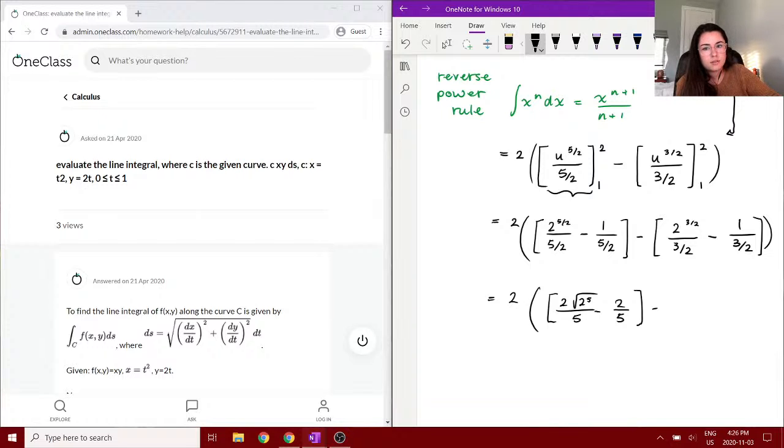Minus, well, I guess I can distribute this minus as well into the bracket, so we don't need those extra brackets there. And we get minus 2, well, square root of 2 cubed divided by 3. Oh, I forgot about the 2 here. Let's just put that on top as well. All right, minus 2 over 3.